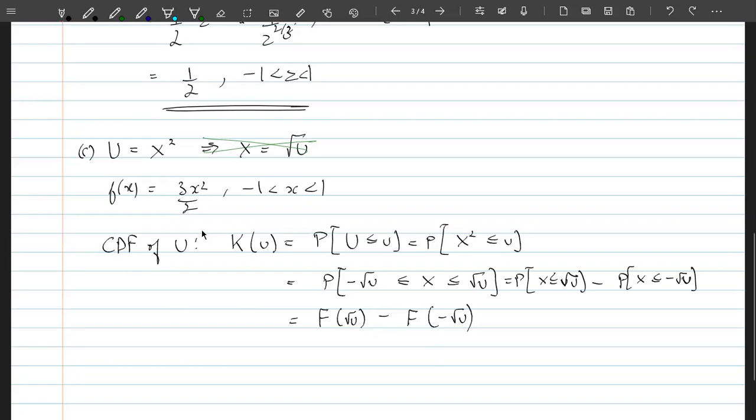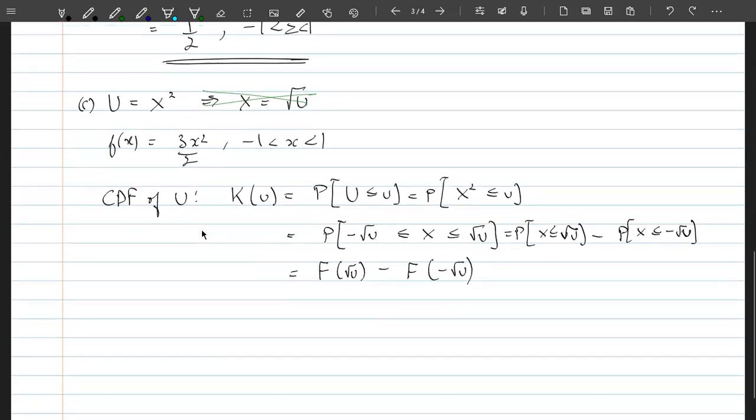And now to find the PDF, without actually integrating and finding it out, to find the PDF of u, that is k of u, you have to differentiate the whole thing.